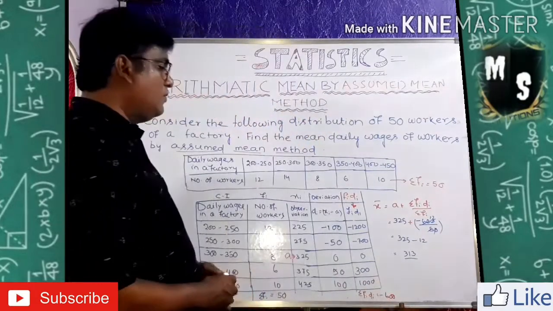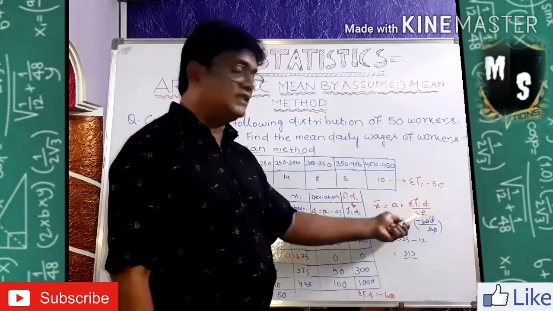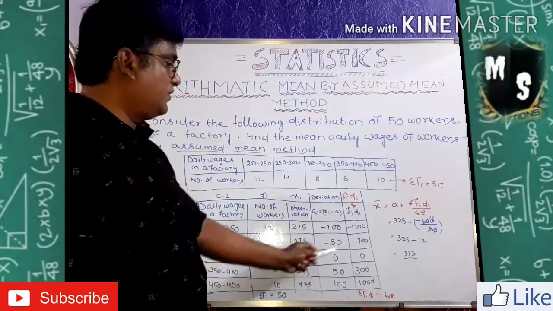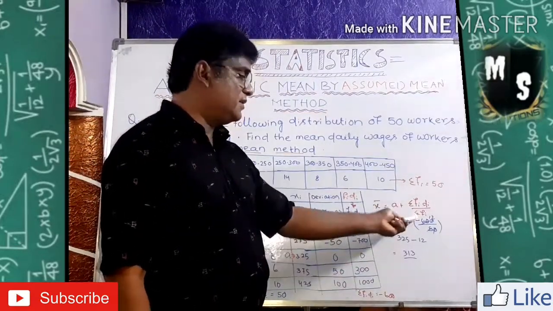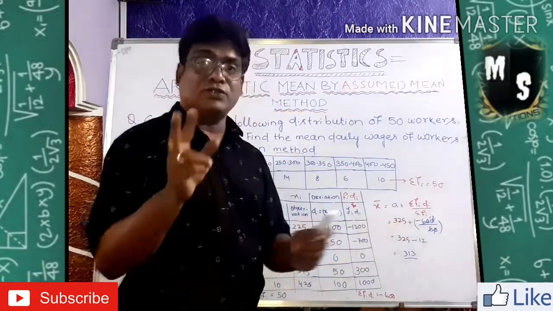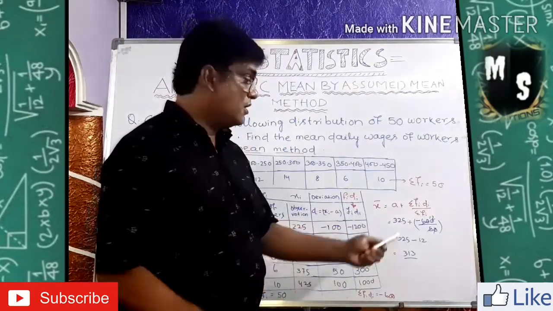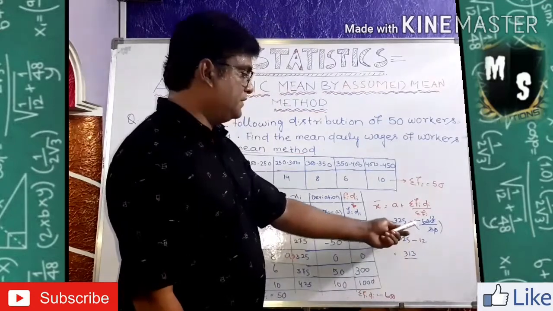Clear now? Now go to the formula. What is x mean? A plus sigma fi di by sigma fi. What is your A? A is 325 plus, what did sigma fi di come to? Minus 600. Put it in a bracket because a plus sign is there and a minus is coming now. Otherwise it will confuse you and the mean will come wrong. So if you have a negative sign, please put it in a bracket. And what is coming?